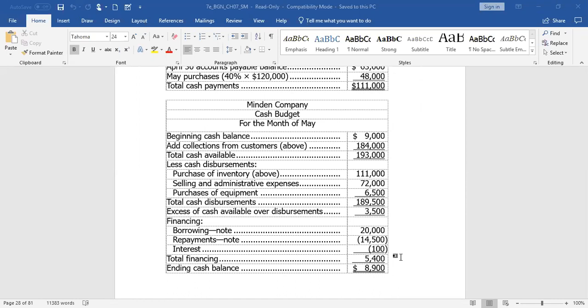So how much cash will they have in total? $8,900. The $3,500 from their normal operations plus the $5,400 from new financing, or $8,900. So that's how we would prepare the cash budget for the month of May.